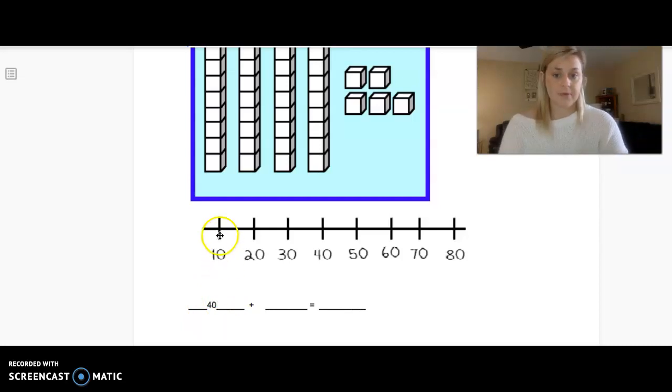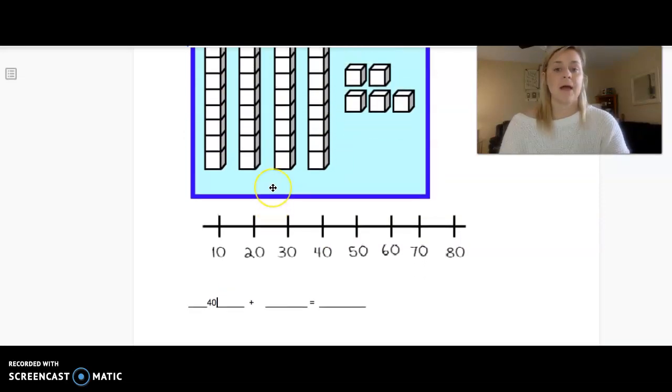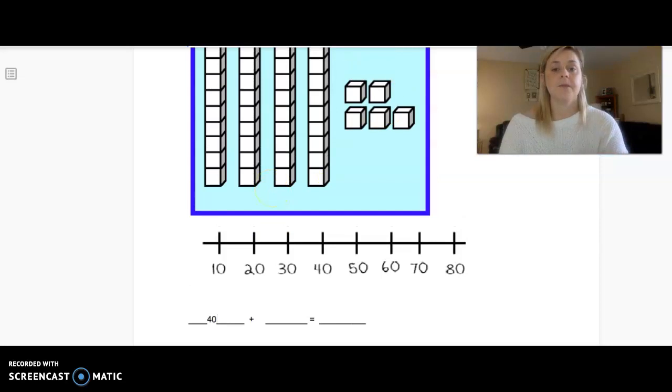If you want to use the number line, you could go this way and go, because you know that you have 4. So you're going to count 4 lines. 10, 20, 30, 40. So I have 40 right here with the big blocks. And my little blocks, I'm just going to count by ones. 1, 2, 3, 4, 5.